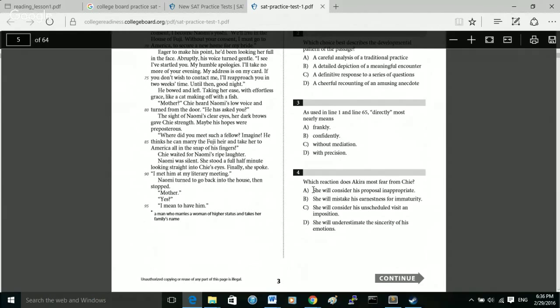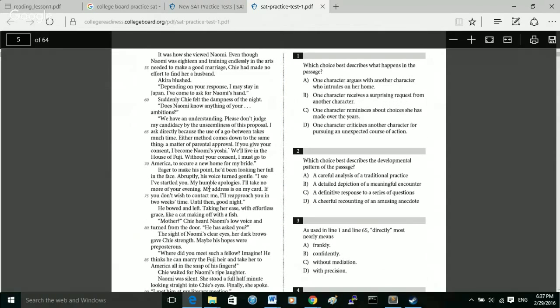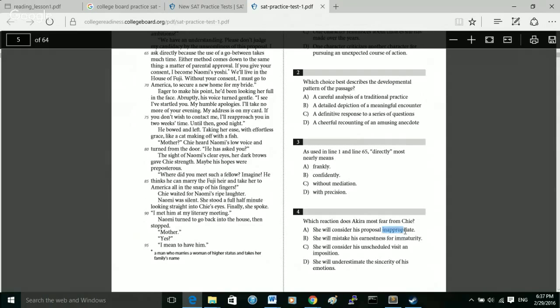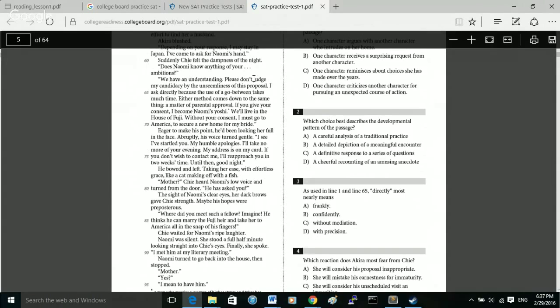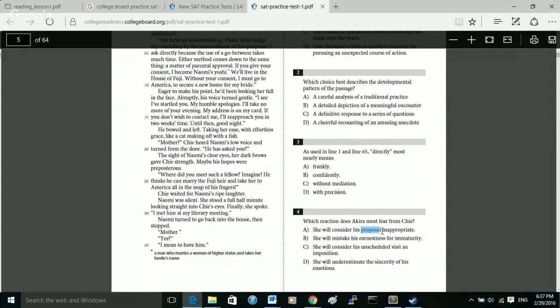So what we're left with is answer choice A and answer choice C. So she would consider his proposal inappropriate. That seems like the answer, because it says, please don't judge my candidacy by the unseemliness of this proposal. Unseemliness is a synonym of inappropriate. And of course, here we see proposal right here. So these all match with straight evidence, and answer choice A seems like the best answer.